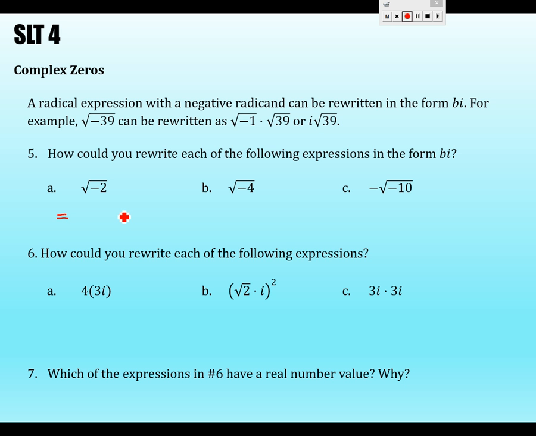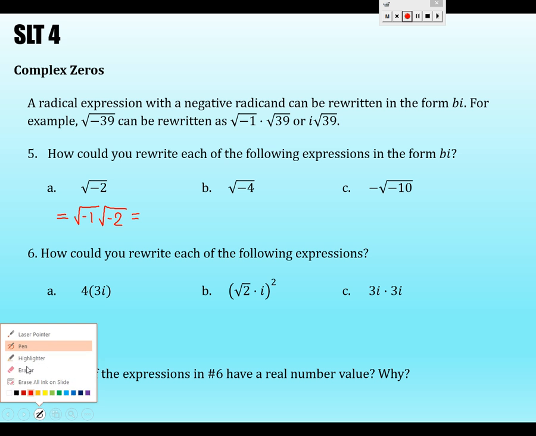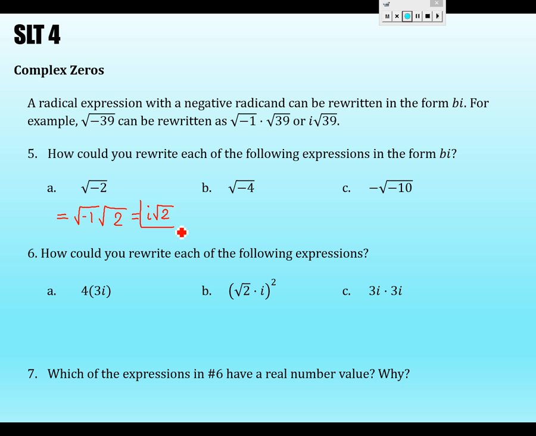Square root of -1 times the square root of 2, or i square root of 2. Or i root 2. Yeah, I think she's right. That's a good way to write that. Do you agree? i root 2.